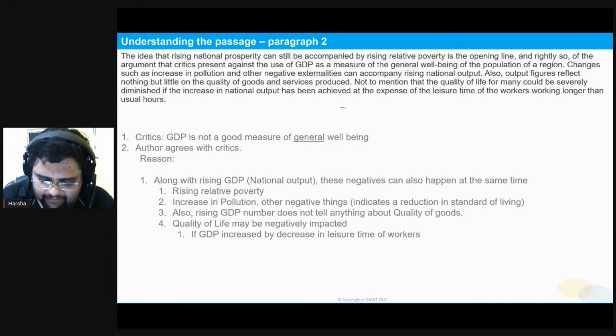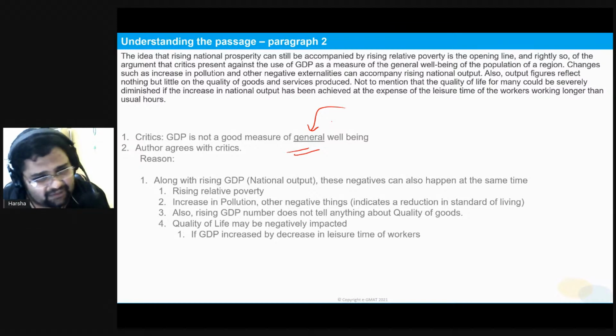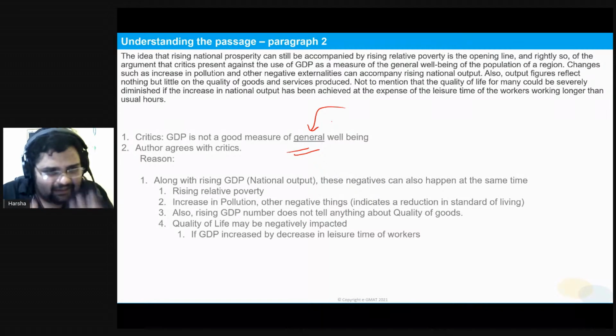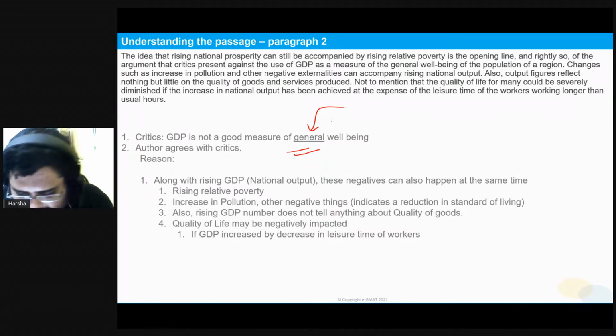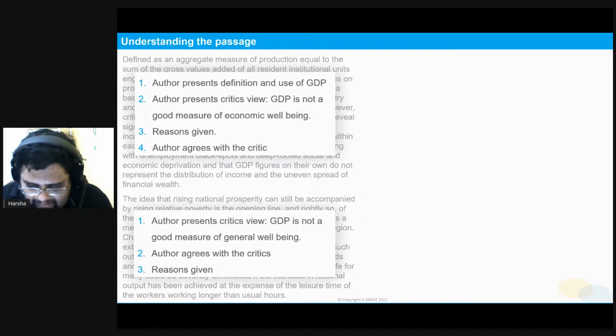The author fundamentally now explains why it's not a good measure of general well-being also. So it's not a good measure of economic well-being, it's not a good measure of general well-being, or in other words, it's not at all a good measure of the standard of living. That's kind of what the author is trying to tell you. So that's kind of the summary.